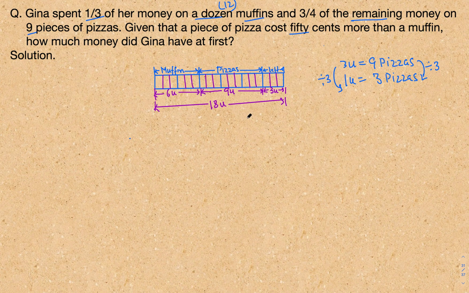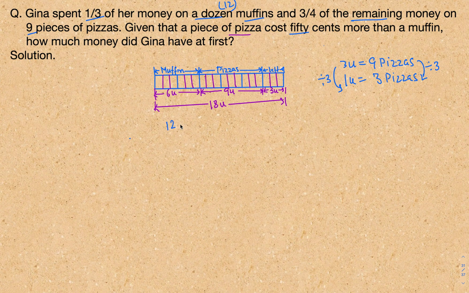Now we are still not done with solving the question. We have to solve how much money she actually had. So what other information do we have? We are given that a piece of pizza costs 50 cents more than a piece of muffin. So let's try to find some relation between the cost of muffin and the cost of pizza. We know that she has bought 12 muffins.